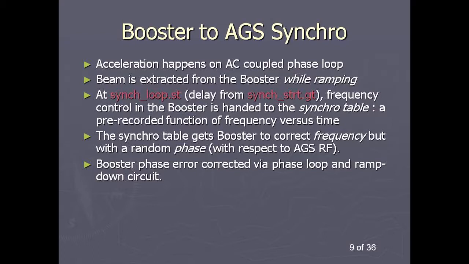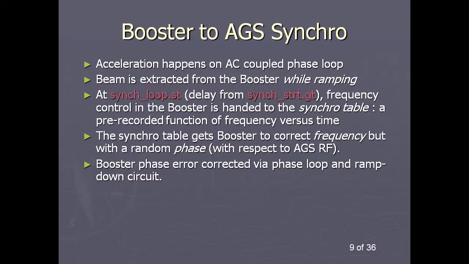So now the frequency is correct, phase is correct, and the RF can then generate a trigger for the magnetic extraction. So we are longitudinally set up to leave a booster bucket and land in an AGS bucket. And our energy will be matched because we selected the extraction frequency, and the phase will be matched because of the synchro table plus the ramp down circuit that ramps the phase down to zero.